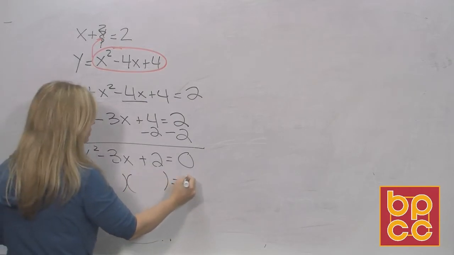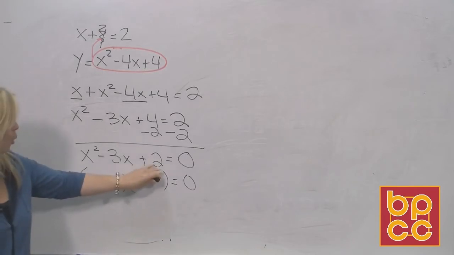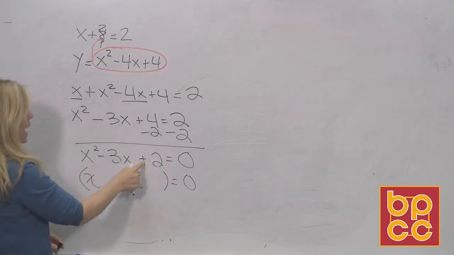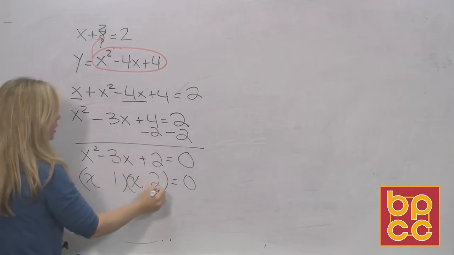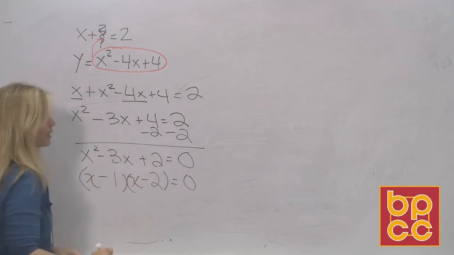2 parentheses. What multiplies to x squared? X and x. What multiplies to 2? Well, that's only 1 and 2. Will 1 and 2 add to 3? Sure it will. To add means the same symbols. To add to a negative, they both got to be negative.